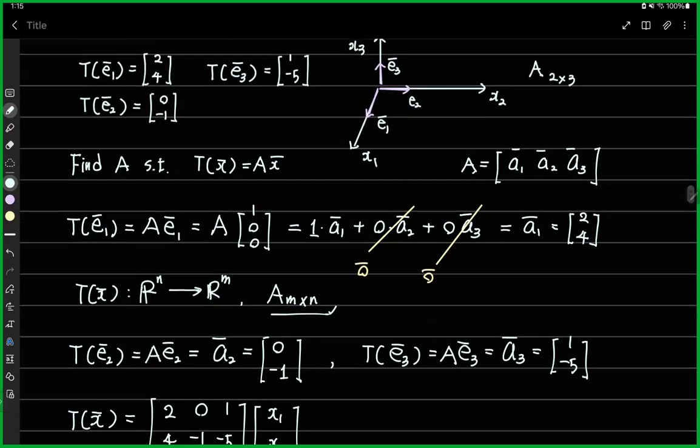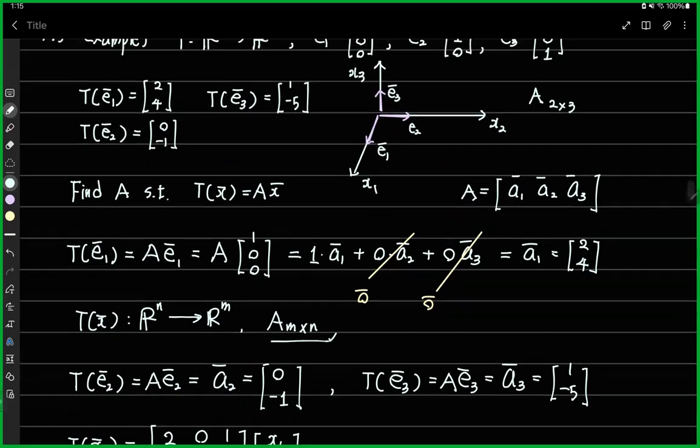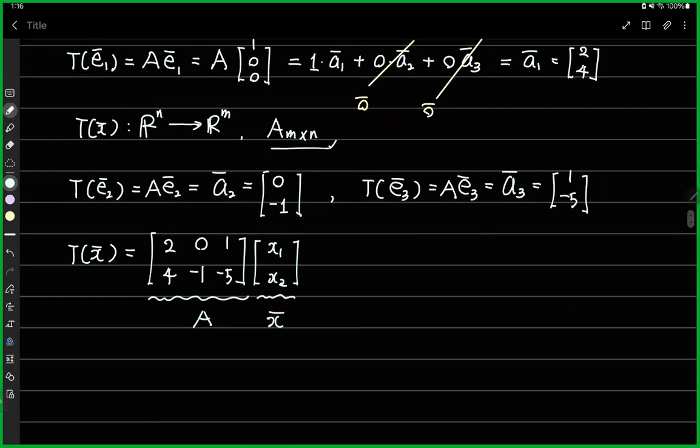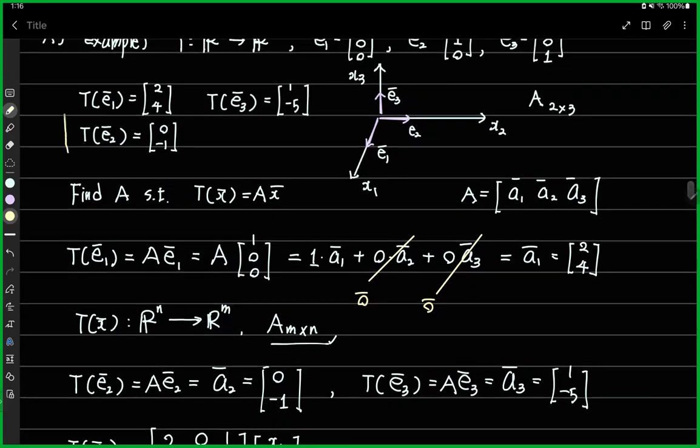So you got the information of T. When you know T of E1 through T of En, then you can find matrix A. Actually, what we see here is that T of E1, T of E2, T of E3 are the columns of matrix A. So if you want to figure out the columns of matrix A, just plug the standard basis vectors into the linear transformation, and that will return the columns of matrix A.